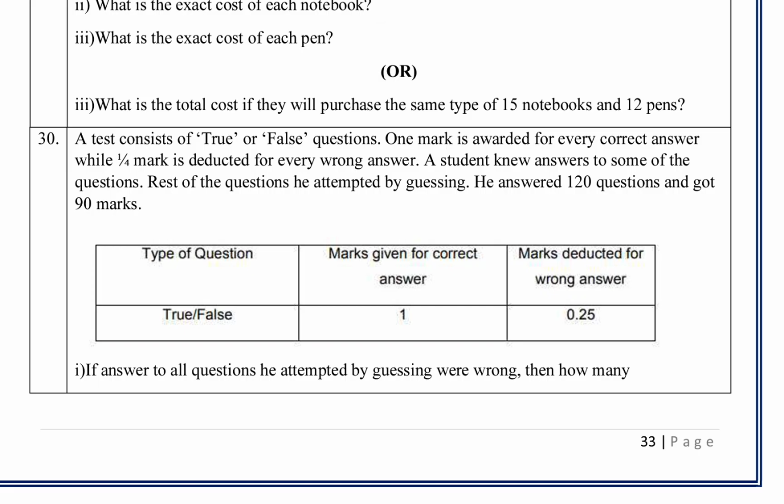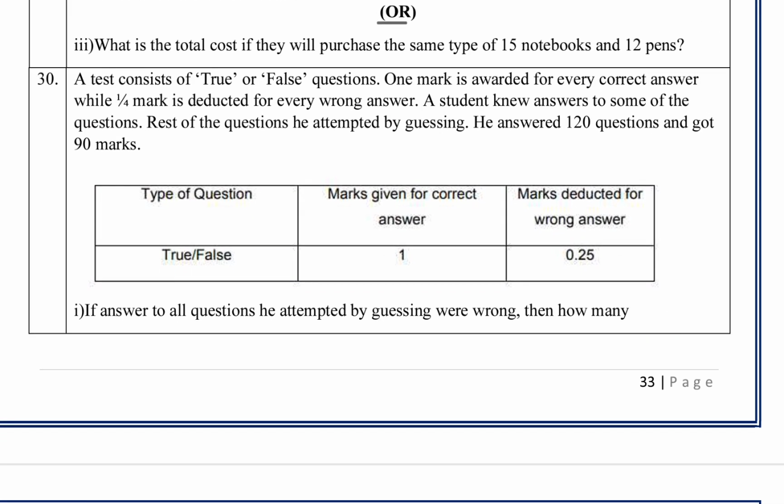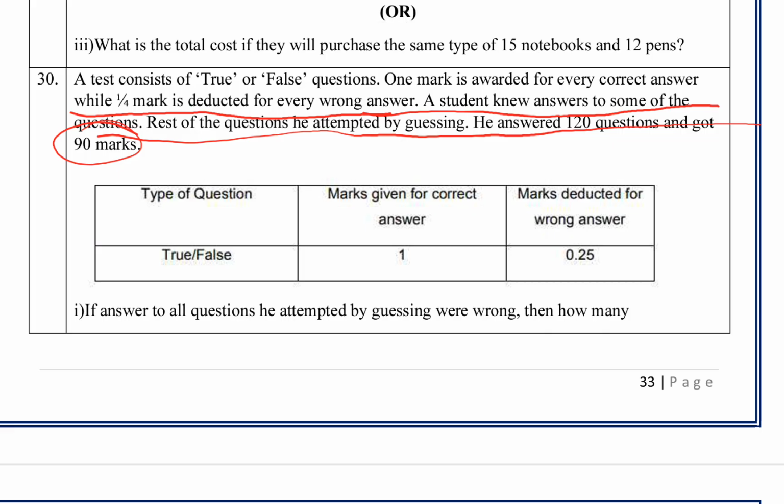the test consists of true or false questions in which 1 mark is awarded for every correct answer, while 1 by 4th mark, means 0.25 mark, is deducted for every wrong answer. A student knew the answer to some of the questions. The rest of the questions he attempted by guessing. He answered 120 questions and he got 90 marks. True or false, mark given for correct answer is 1 and mark deducted is 0.25, that is given here.